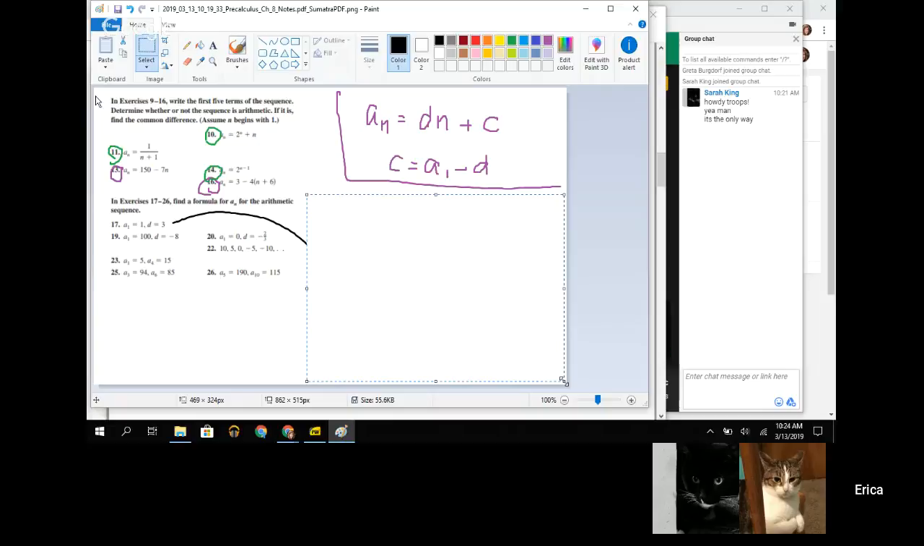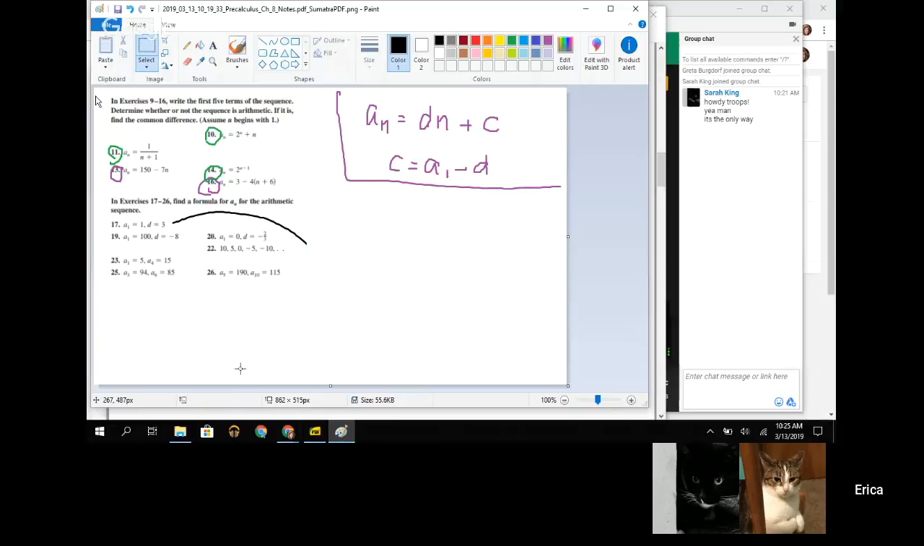Yeah, 17, 19, 20, even 22 isn't that bad because you can tell what the common difference is, right? When you get to 23, 25, and 26, it's a little harder, but it's not terrible. Okay. So we're going to have to think about number 26 a little bit differently.